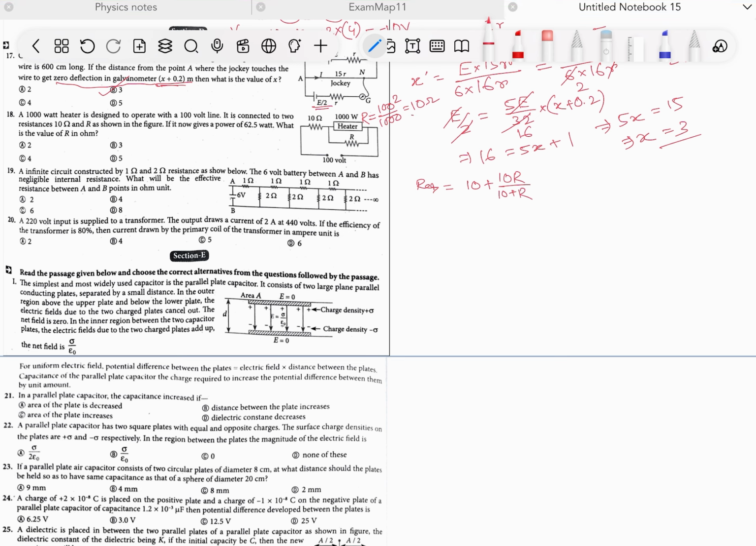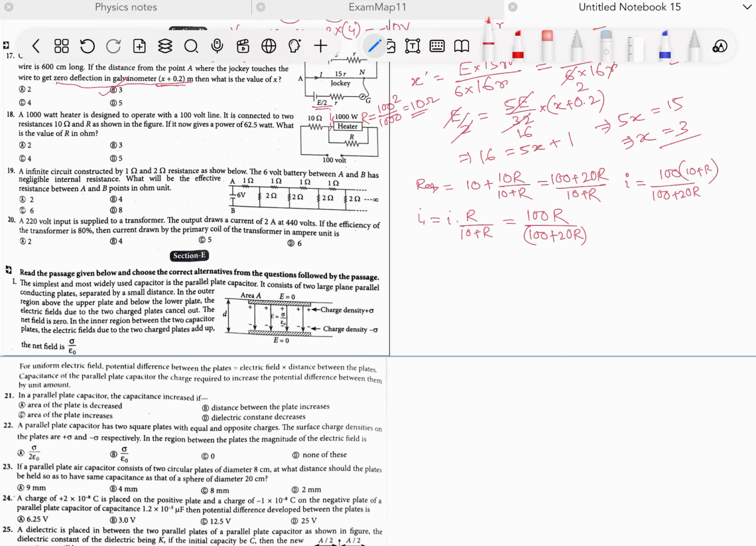So R and 10 ohm are in parallel, and they are also connected in series with 10 ohm. So we can write 100 plus 20R by 10 plus R. So that means current I equal to 100 by (100 plus 20R by 10 plus R). Okay, so current in this portion, I1 along this heater, will be I into R by 10 plus R. So it is 100 into R by 100 plus 20R.